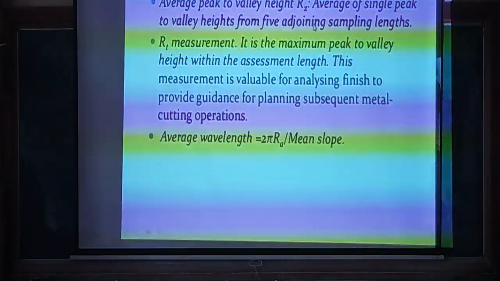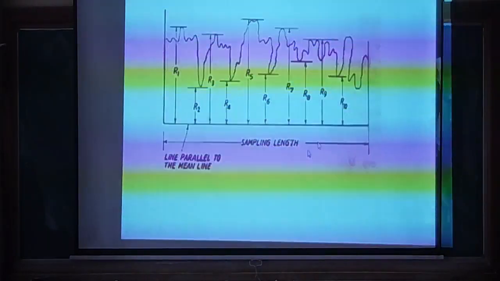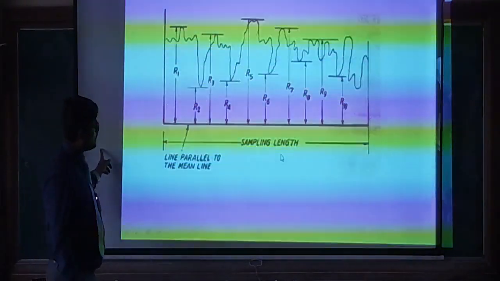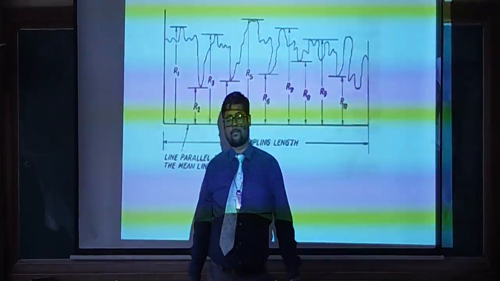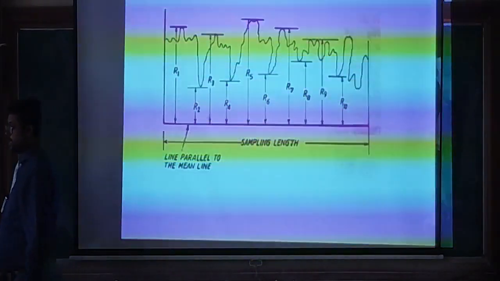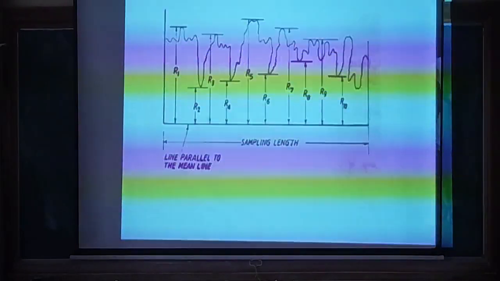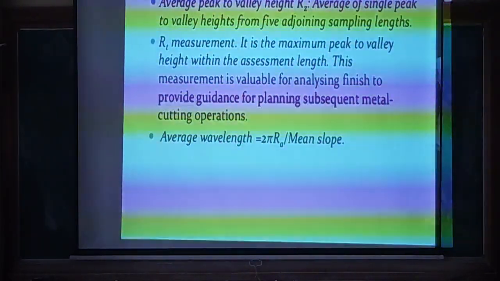Okay, five adjoining sampling lengths. Here we have taken only one sampling length. Similarly, we have to take the adjoining sampling lengths, and then you have to calculate the Rz value over the sampling length.